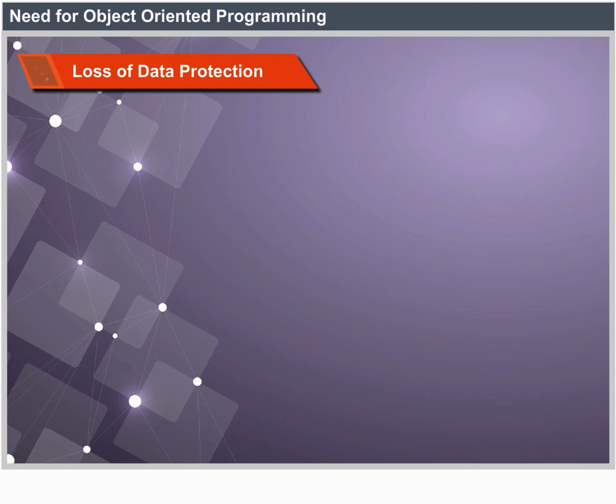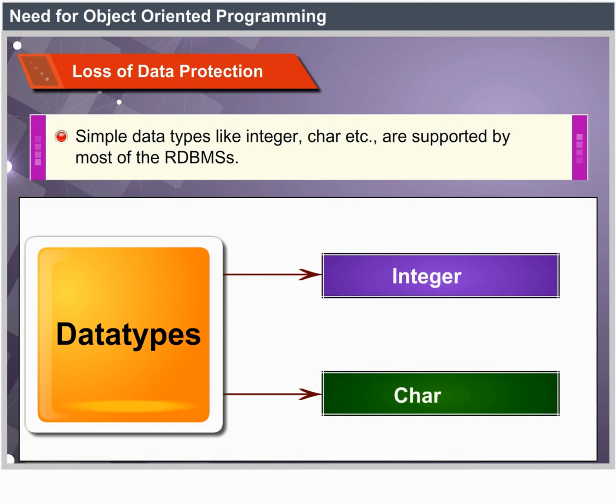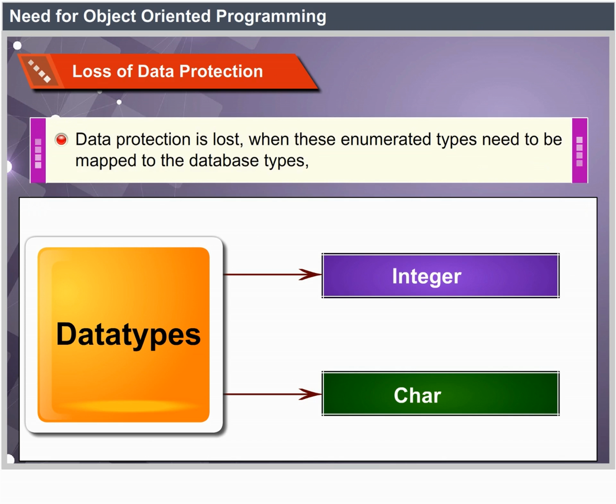Loss of data protection. Most OODBMS support simple data types. Example, integer, character. Many programming languages, however, enable new enumerator types to be defined. When these enumerator types need to be mapped to the database types, data protection is lost.